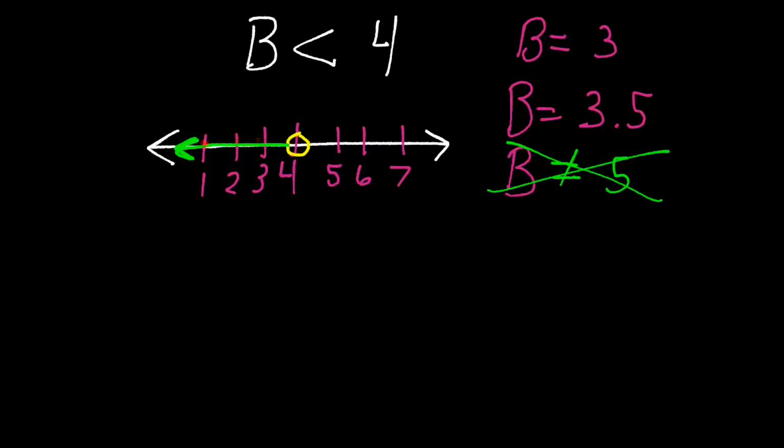It tells us it can be anything that is less than 4. So we won't get single answers when it comes to inequalities. We will get a range or an interval of answers. This is saying b is less than 4, so it can be anything smaller. As I said over here, it can be 3, it can be 3.5, it could be 3.9999. As long as it is smaller than 4, it satisfies the inequality. Let's take a look at another one.